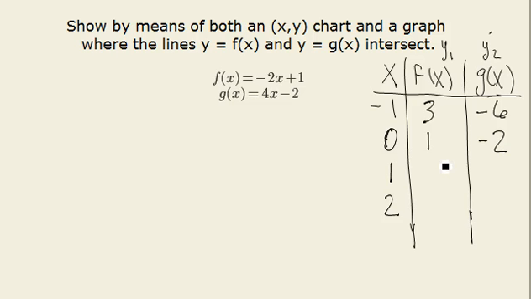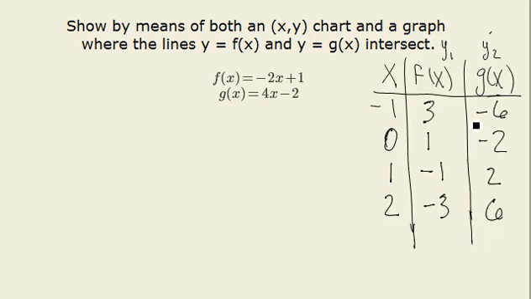When we input 1 for f of x, our output is -1. When we input 1 for g of x, our output is 2. When we input 2 for f of x, our output is -3, I'm sorry. And when we input 2 for g of x, our output is 6.